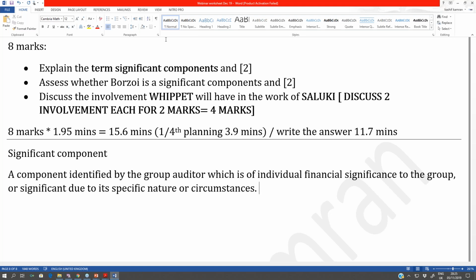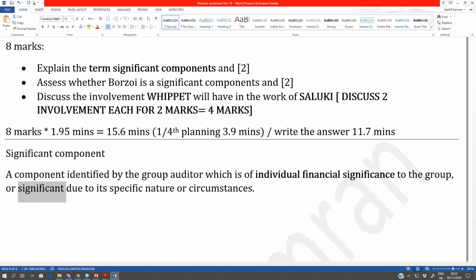Now, which component are we looking for? We are looking for Borzoi. Borzoi is a component for the group, and it says a component identified by the group auditor which is of individual financial significance. Is Borzoi financially significant to the group? We need to identify that in the next part. But if a component is individually financially significant, then that is a significant component. And not just that, it could be significant due to its specific nature. Like it's a new component. You have acquired the subsidiary for the first time. Then irrespective of the value, the subsidiary will become important for the group because you acquired it for the first time. So it could be significant due to its specific nature.